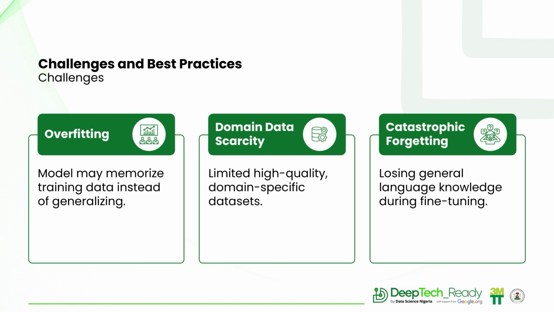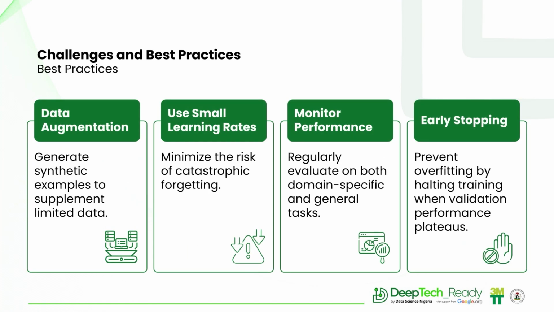Let's go over some best practices for fine-tuning to ensure your model performs well. When you have limited data, generating synthetic examples through data augmentation can help increase the diversity of your training set. This reduces the risk of overfitting and improves the model's ability to generalize. Also, a small learning rate during fine-tuning is important because it helps minimize the risk of catastrophic forgetting, where the model forgets what it learned during pre-training. Small steps allow the model to adapt to new data without losing its foundational knowledge.